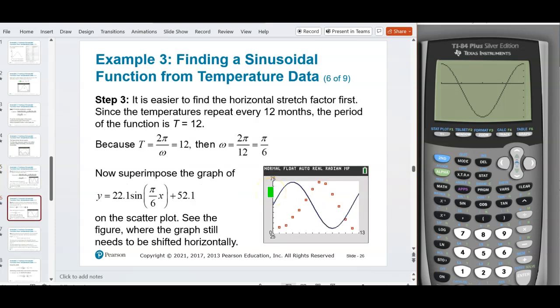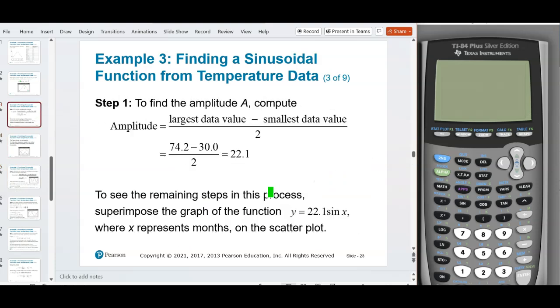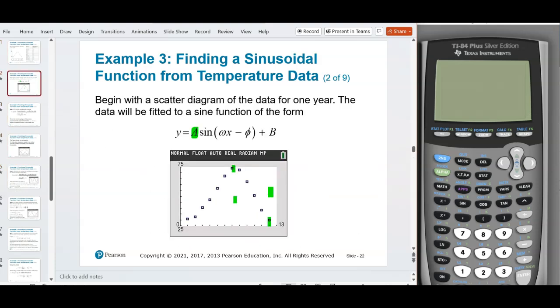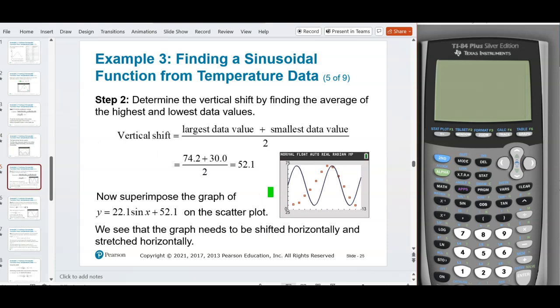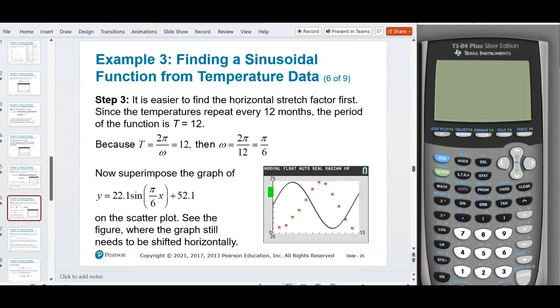All right, because there are 12 months in a year, and we're doing the average temperature for each month, we're just going to take the period formula, 2 pi divided by that omega that we put in front of the x, and set that equal to 12. We want it to cycle every 12 months. So we do the math and we get pi over 6 as the value for omega. Now we know it's got that look, 22.1 sine pi over 6x plus that vertical shift.